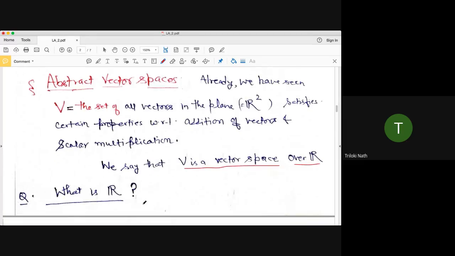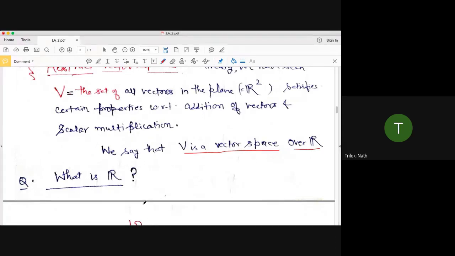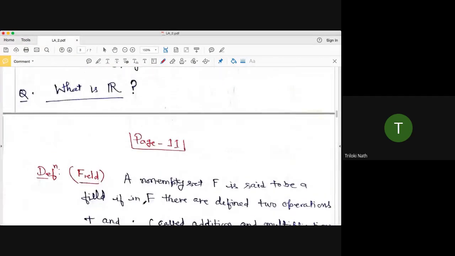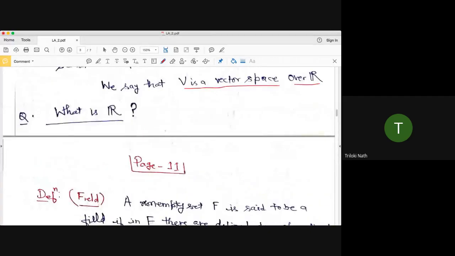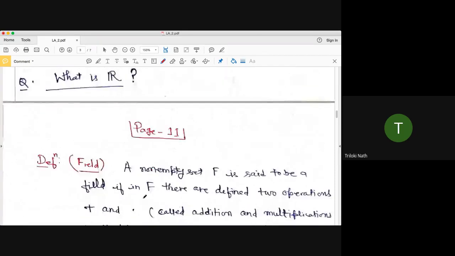So what is R? What is the algebraic structure of R? You see, R plus is a group, R dot is a semigroup, and there is a unity element in R, and the commutative law also holds, and the distributive law, so that multiplication distributes over addition. So these are the usual properties of the field R. That is the definition of a field.